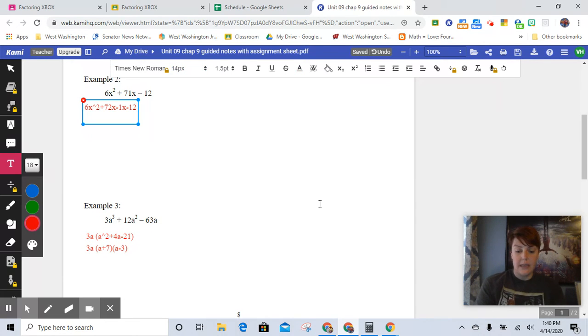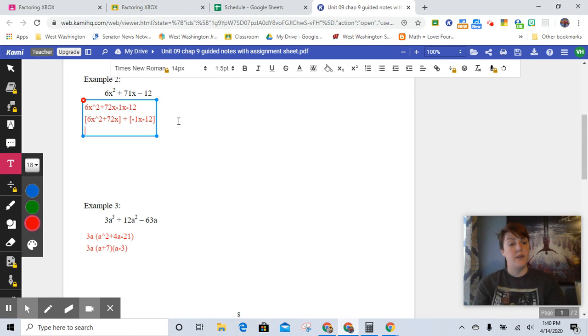Next thing we're going to do is we are going to group. So 6x squared plus 72x, and close the box here. And then we're going to put a plus, and then we're going to put the negative on that 1x. So whenever we group this again, negative 1x minus 12. Okay, no, that's not what I meant to do.